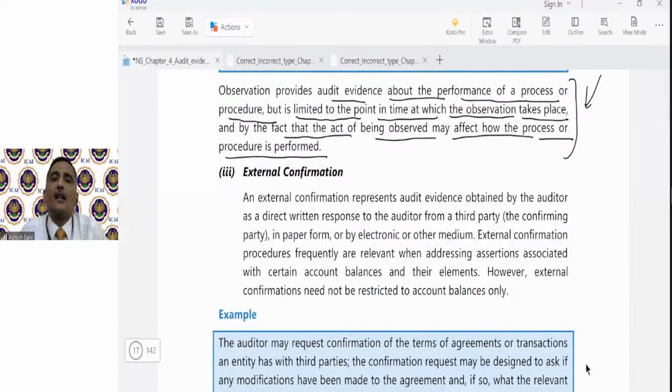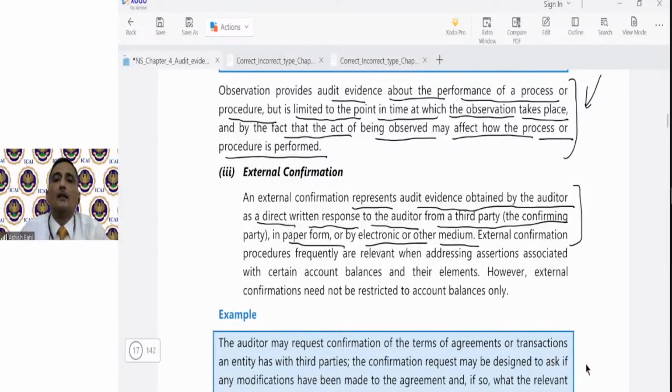Now, third is external confirmation. Now, students, again, we have been saying about external confirmation. We have used the word external confirmation many times. So, external confirmation represents audit evidence obtained by the auditor as a direct written response to the auditor from a third party in paper form, electronic form, or other medium. So, external confirmation is the final response which the auditor gets by sending an external confirmation request.